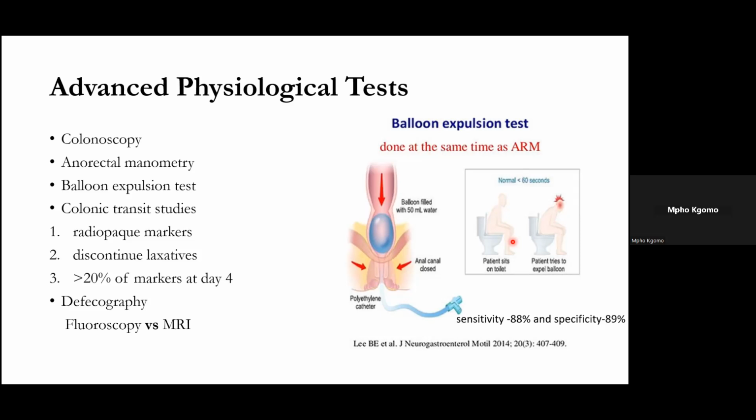What is the positive result? Greater than 20% of markers at 4 days. Isn't it 5 days? I thought it's 5 days also. 5 days. And also, the teaching used to be that if they are congregated in the pelvic region, that is suggestive of dyssynergy. But I think we've moved away from that because you can have a lot of false positive tests. So it may be suggestive, but it's definitely not diagnostic.